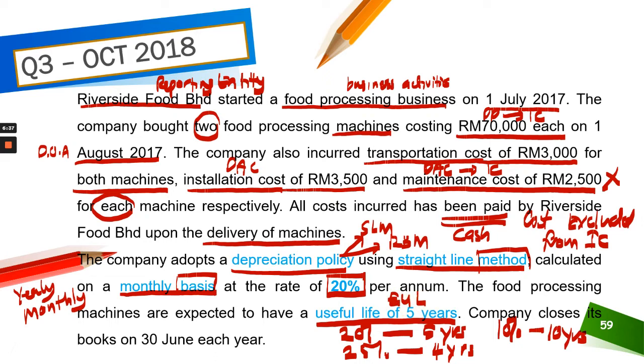And the closing date of the company is 30th June, which is the financial year end, so the financial year starts on 1st of July.